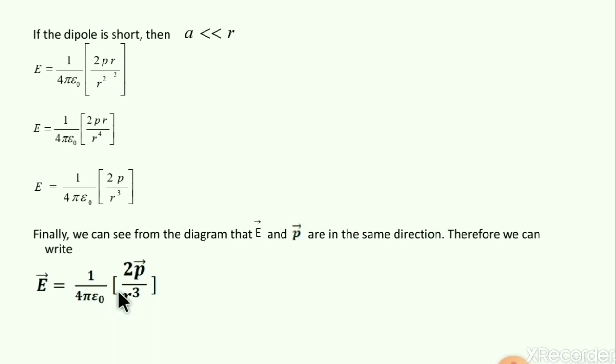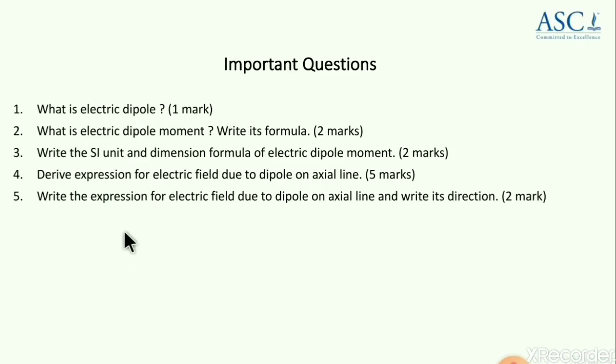So this is all about the derivation that you have to learn for 5 marks, for the electric field due to a dipole on the axial line. Practice all the steps 3 times, 4 times, and definitely you will get it. A lot of mathematical steps are also involved, so try to learn this most important question.